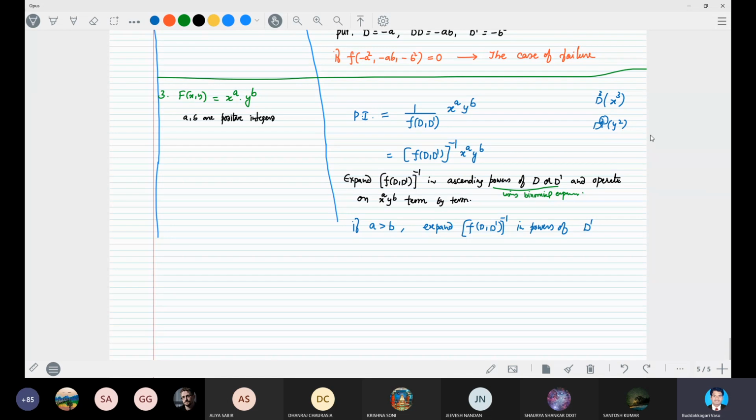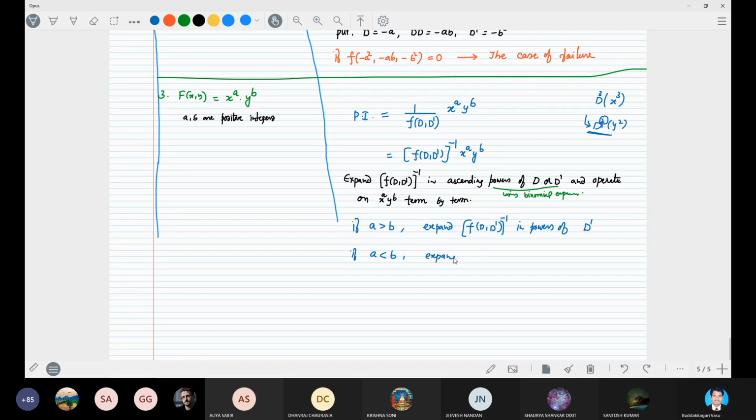Yes, sir. The third time you differentiate, y square becomes 0, so you need to differentiate only 2 times with respect to y if it is y square. Instead, if you expanded in powers of D with x cube, you would need to differentiate until 3 times. Comparing 3 and 2, less work is to be done. So in powers of D dash is to be preferred.